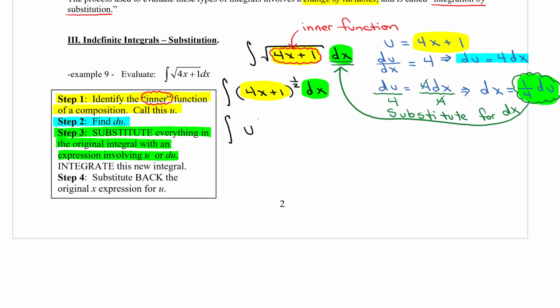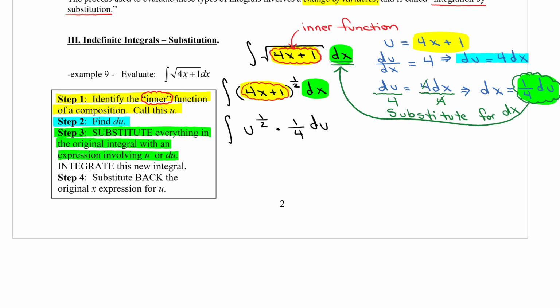And now I am going to rewrite everything in terms of u. So it'll be the integral of u raised to the 1/2 power times 1/4 du. And now I have done my u substitution. I'm putting a red cloud around the 4x plus 1, and I'm putting an arrow pointing down to the u that I replaced it with.